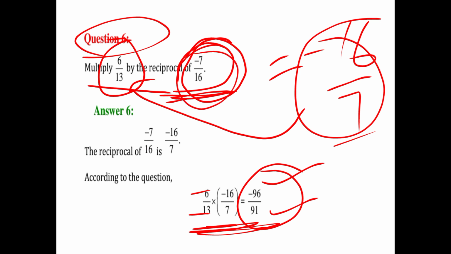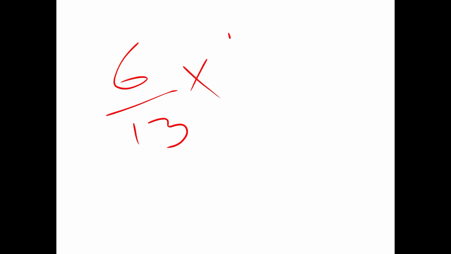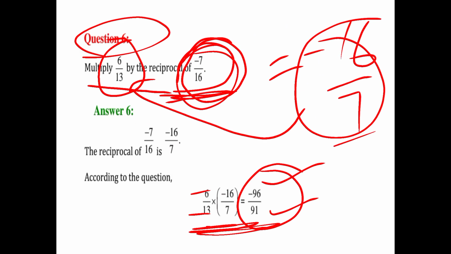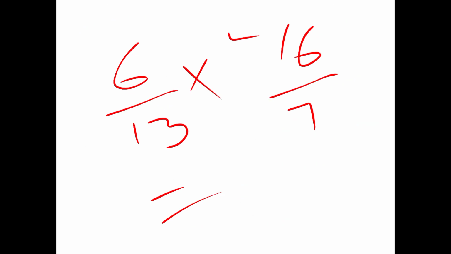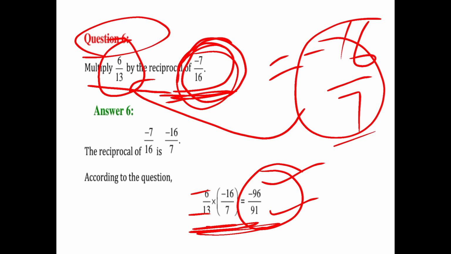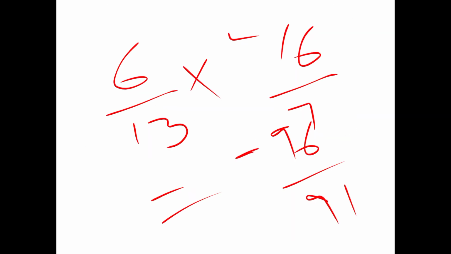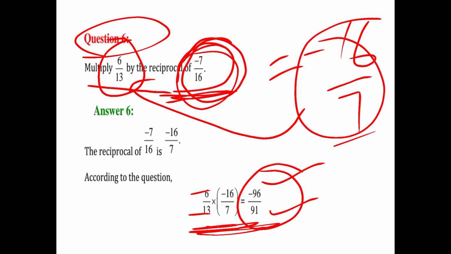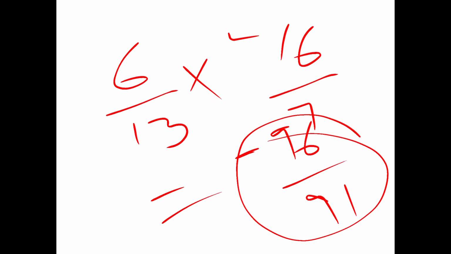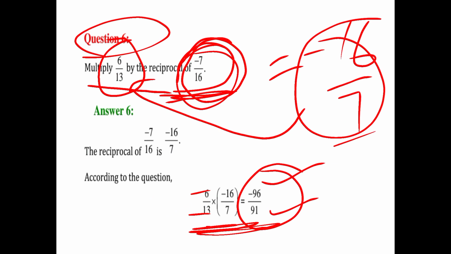So the question was to multiply 6 by 13 with the reciprocal of minus 7 by 16, which is minus 16 by 7. After multiplying, 6 into 16 gives minus 96, and 13 into 7 is 91. So minus 96 by 91 is the answer of question number 6, right? So this completes our question number 6.